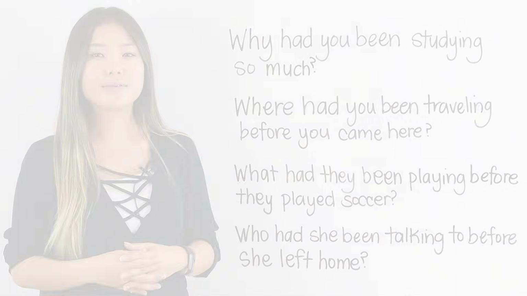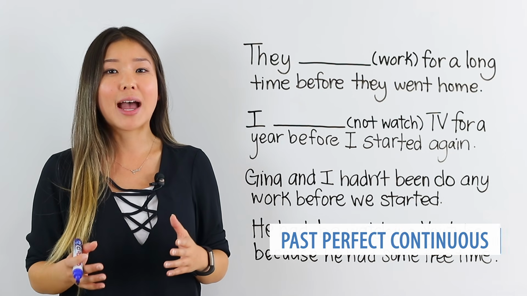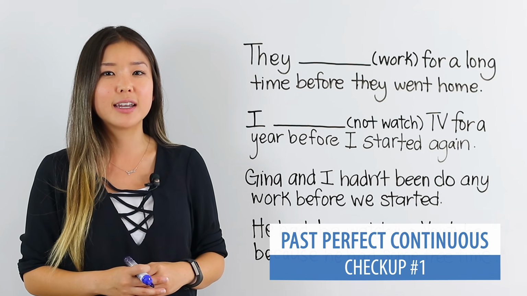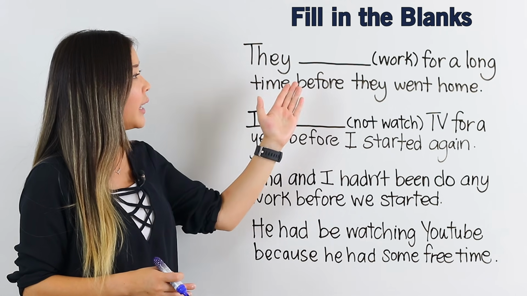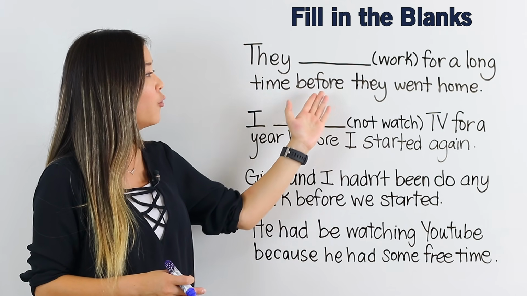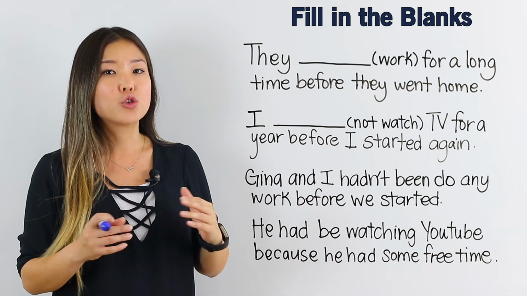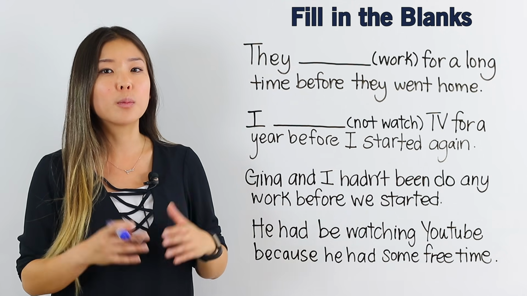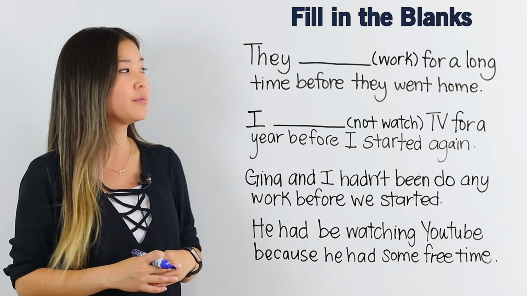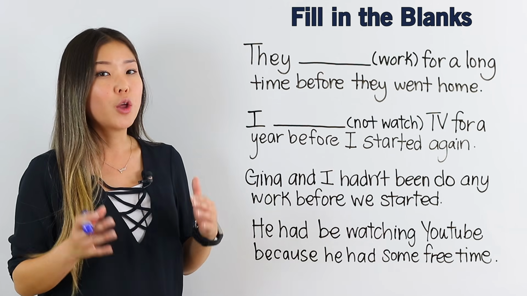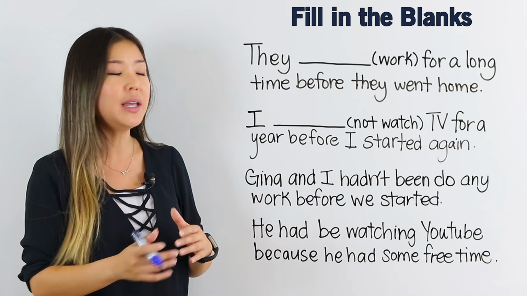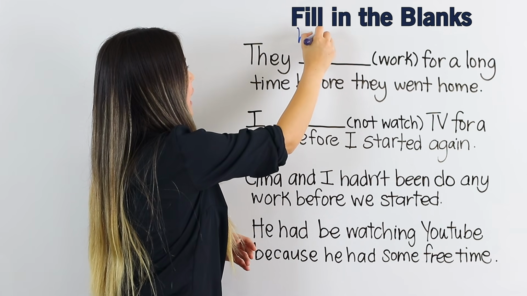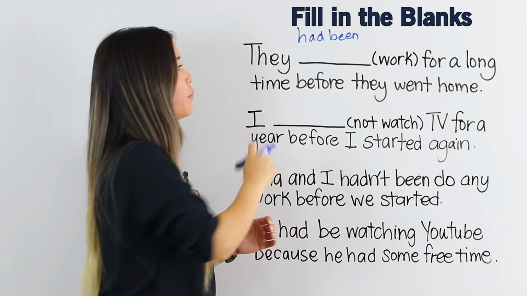Let's move on. Let's start a checkup for the past perfect continuous tense. Take a look at the first sentence. It says, "They blank for a long time before they went home." Try to fill in the blank with the verb work in this tense. Remember, no matter what the subject, we follow the subject with had been. So we say, they had been.